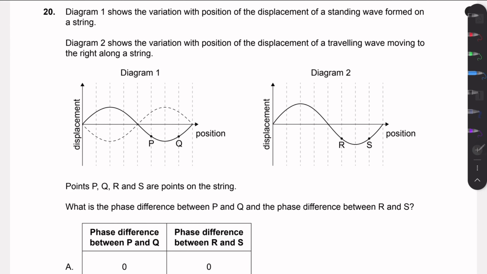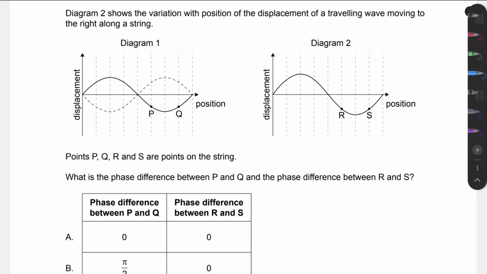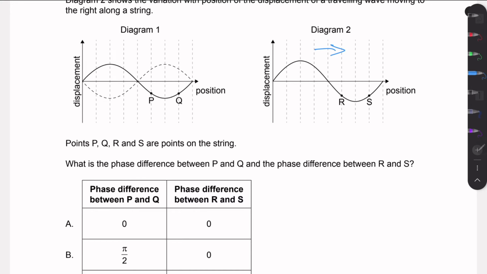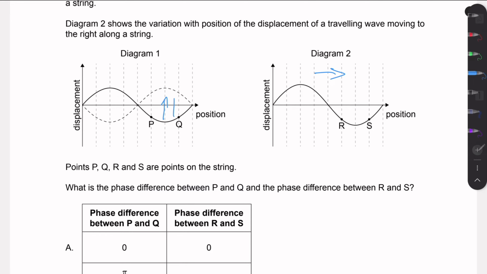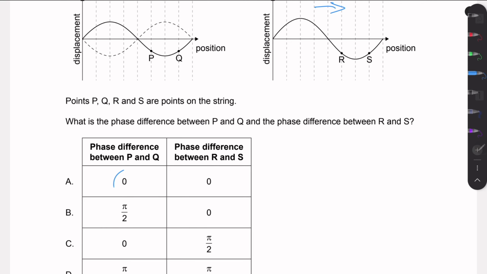And then here we have a diagram showing the variation of displacement of a standing wave formed on a string. Another diagram shows the displacement of a traveling wave moving to the right. And all these points are on the string, obviously. What is the phase difference between P and Q, and the phase difference between R and S? So between P and Q in a standing wave, we must know that particles move up and down with constant amplitude. So they just move up, down, up, down. And this whole part of the wave is going to be moving up at the same time. So P and Q are in phase. They have no phase difference.